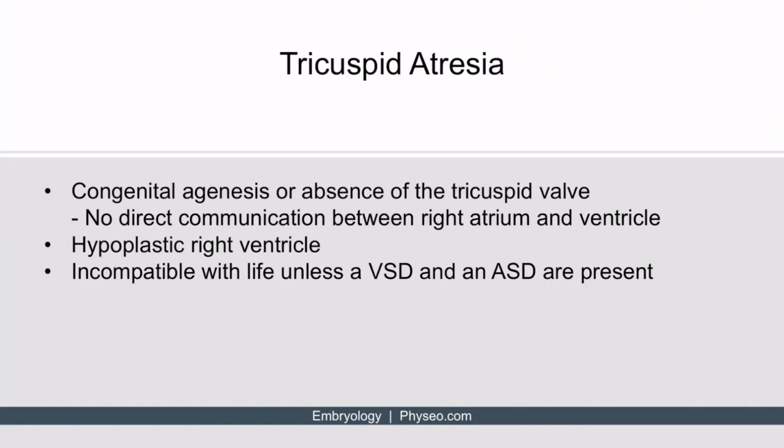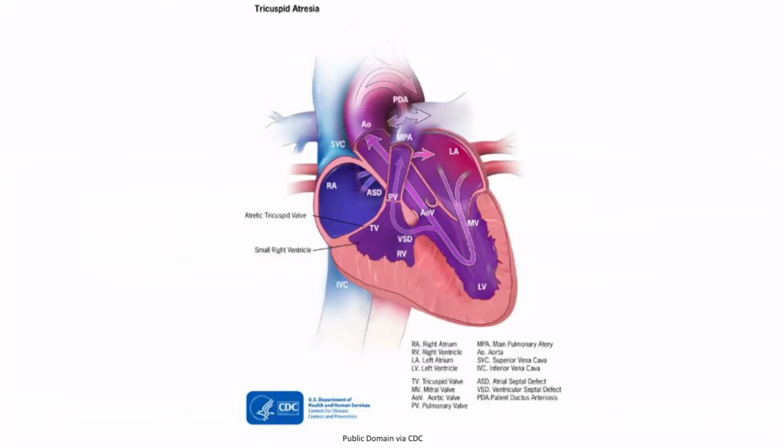Okay, now let's discuss tricuspid atresia. This condition occurs because of congenital agenesis or absence of the tricuspid valve. This results in no direct communication between the right atrium and ventricle. Tricuspid atresia also results in a hypoplastic right ventricle and is incompatible with life unless a VSD and an ASD are present. Let's pull up an image of this so you can see why. As you can see in this illustration, there is no connection between the right atrium and the right ventricle.